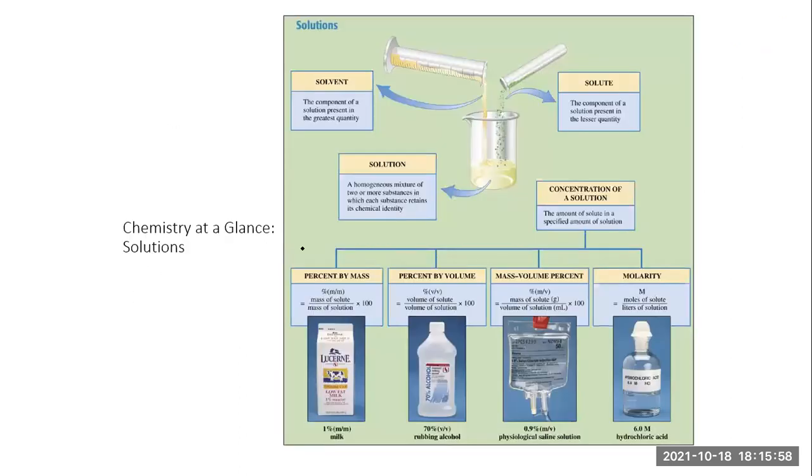Here are some of those different units that we talked about previously: our percent by mass, which is percent mass to mass, our percent volume to volume, our percent mass to volume, and really our molarity, which is big M. That is the one that we see the most. You typically see it on reagent bottles. So let's take a look at another one.